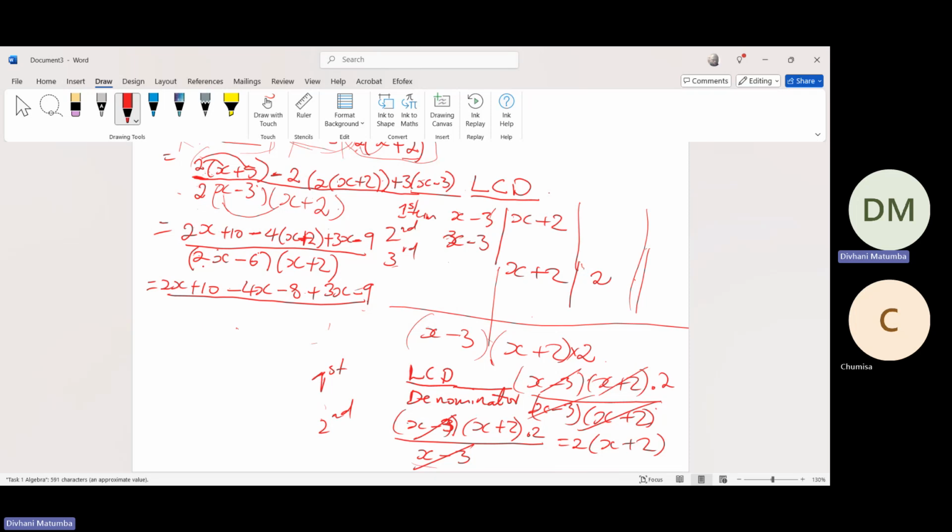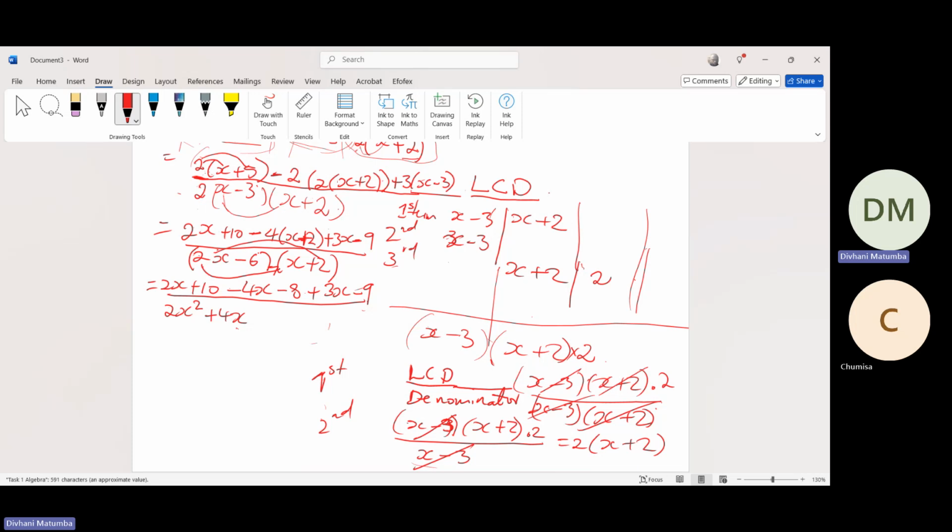The first thing I have to do is to multiply 2x by x. Then I will get what? 2x squared. Then I will multiply 2x with this term. Then I will get what? 4x. Is it a minus or a plus? Plus 4x. Then I'm done with 2x.